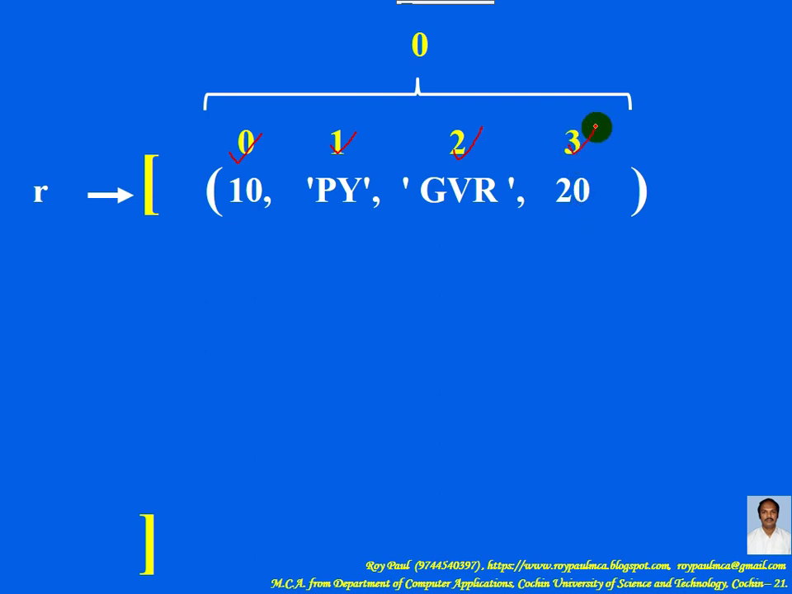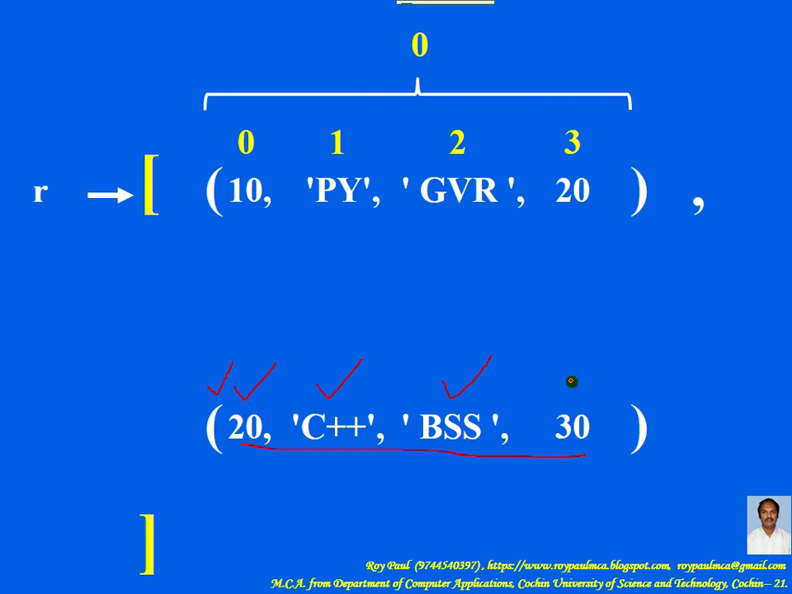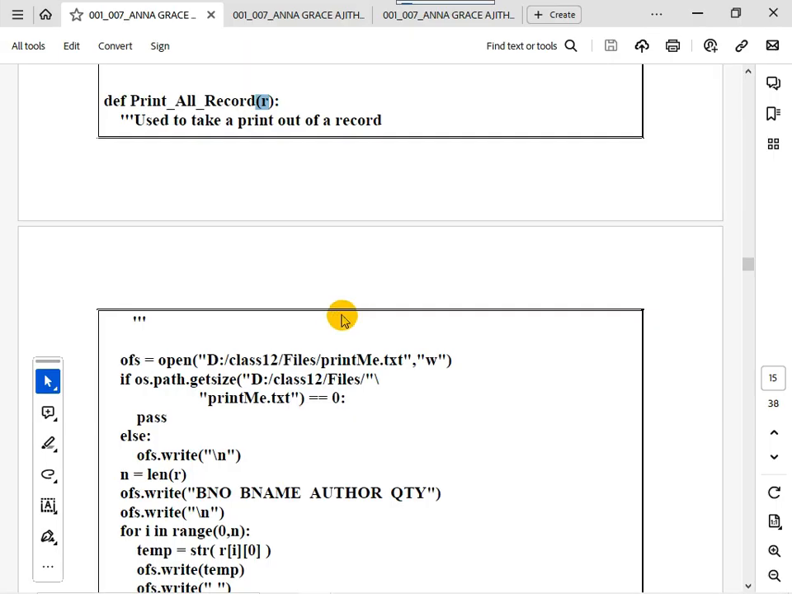Now suppose two records are there. So one more record is there, another tuple. The tuple contains details of the book: book number, book name, author name and total quantity available. So this is R of 1, the second element of R. And this is R of 1,0, R of 1,1, R of 1,2 and R of 1,3. So R is a list of tuples.